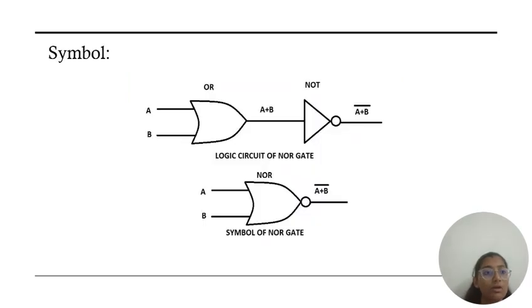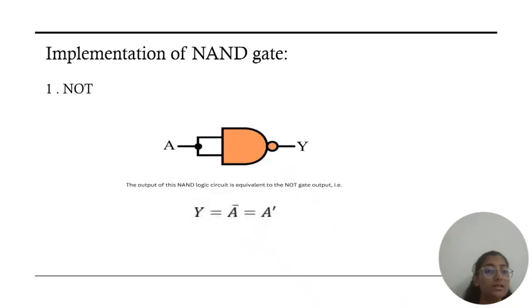Now let us see the symbol for the NOR gate. Here the OR and NOT gates together represent the NOR gate. A and B are taken as inputs, and for the OR gate we get A plus B as output. Further, for the NOT gate we use only a single input. So here A plus B is used as the single input and the output we get is (A plus B) whole bar. Let us see the implementation of the NAND gate.